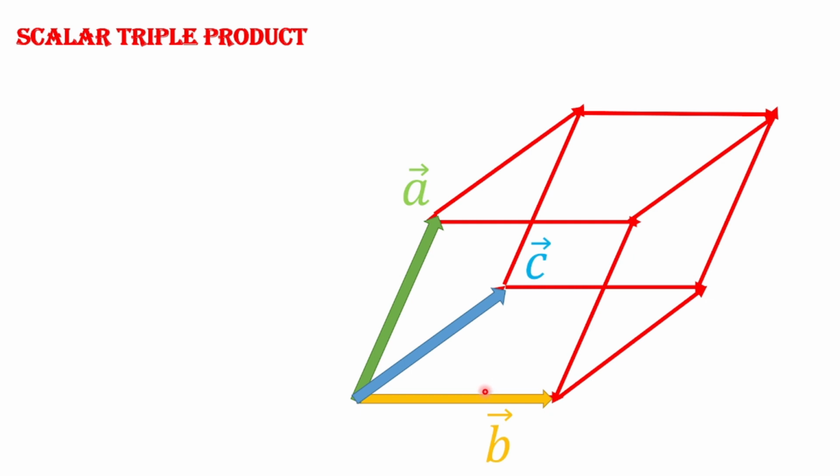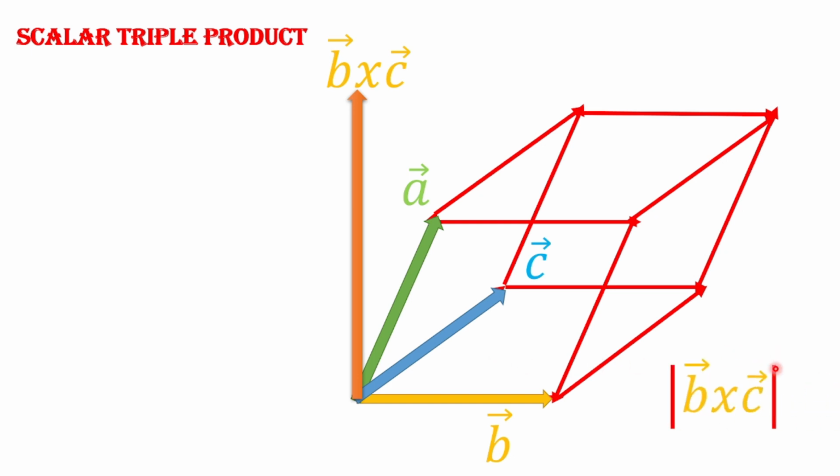Now we find the value of b cross c. This is the b vector and this is the c vector. If we cross multiply b cross c, we get another vector, and this vector is perpendicular to this plane. This is b cross c. We all know that if we find the value of b cross c, this is none other than the area of this parallelogram. In the previous lecture, we learned that b cross c is the area of a parallelogram.